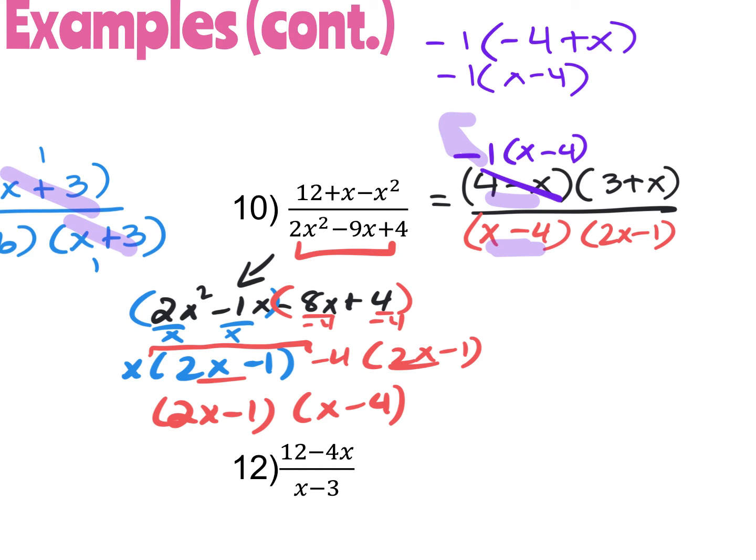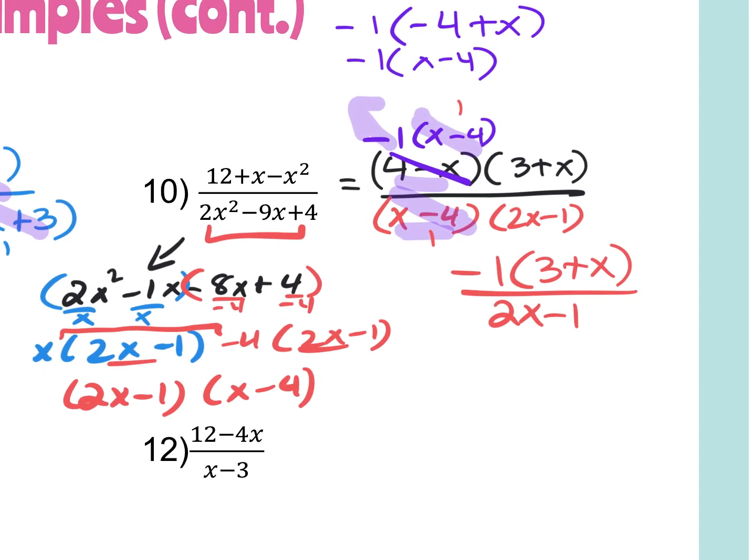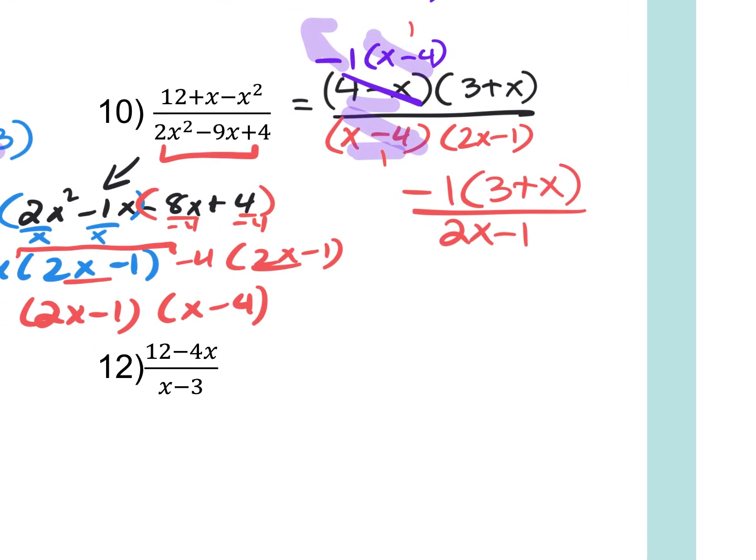And now, things to cancel. The x minus 4s cancel, and you're left with a 1. But then we have the -1 times 3 plus x over 2x minus 1. So you can just write the final answer as a negative sign and then 3 plus x over 2x minus 1. You don't need to distribute it into the binomial.